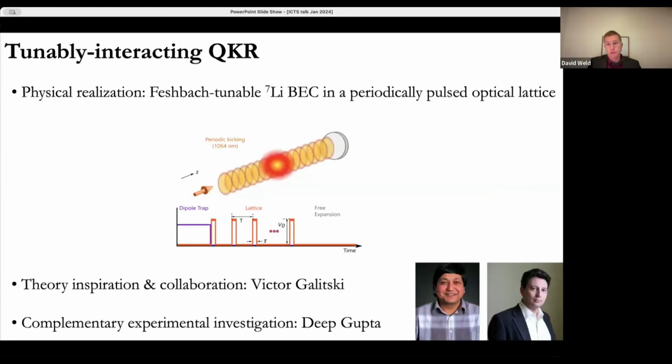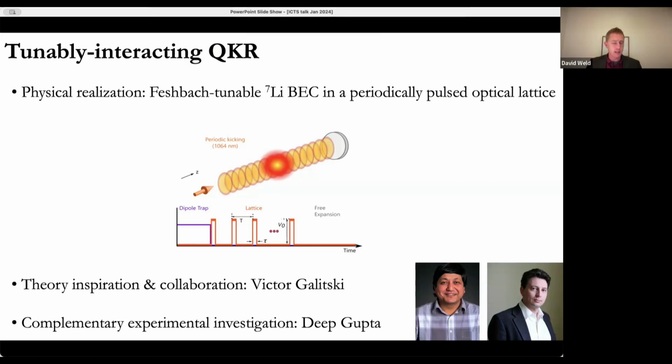So what we explored in this related experiment was a tunably interacting ensemble of quantum kicked rotors. And the physical realization here was using the same cold atom machine, so it was a lithium-7 BEC and a periodically pulsed optical lattice. And the additional ingredient here was a Feshbach resonance. So for non-cold atom specialists, a Feshbach resonance is a resonance between two free atoms and a molecule, which for our purposes basically gives us a knob to control the scattering length or the interaction strength between lithium-7 atoms simply by varying a DC magnetic field. So it lets you turn on and off the interaction strength and vary its amplitude.